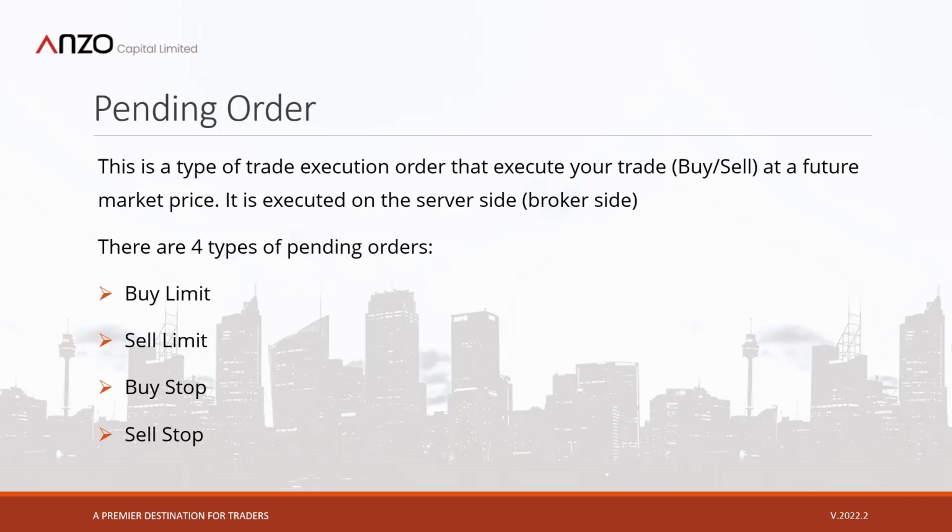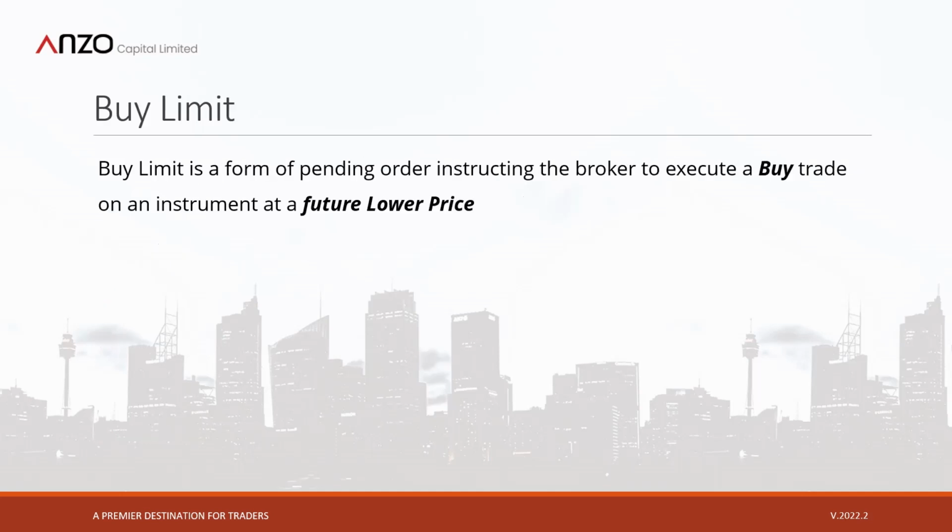So there are four different types of pending order. There is the buy limit, there's also the sell limit, there's the buy stop, and also the sell stop. So I'm going to explain all of them. We're going to break down the different types of orders and when and where you use them, okay? So the first one is the buy limit order.